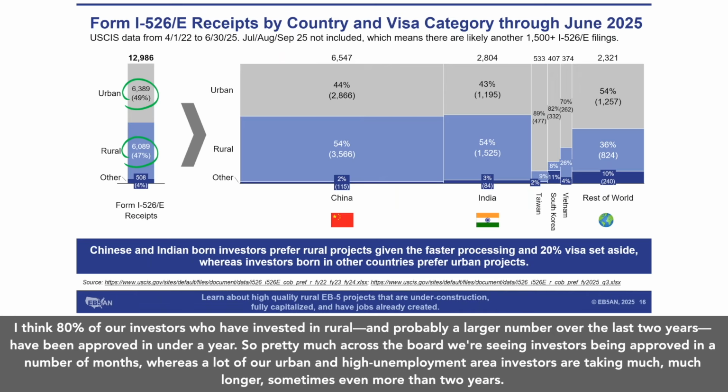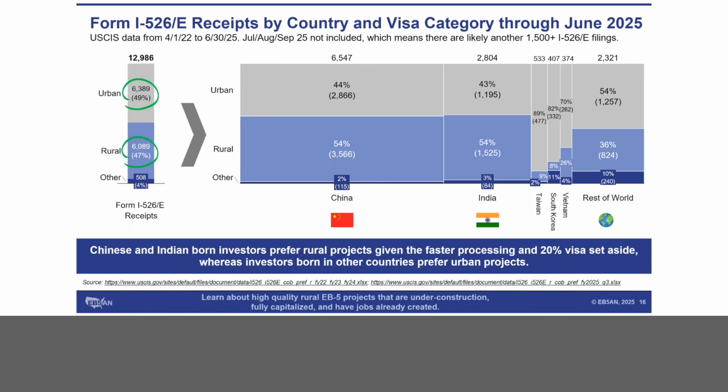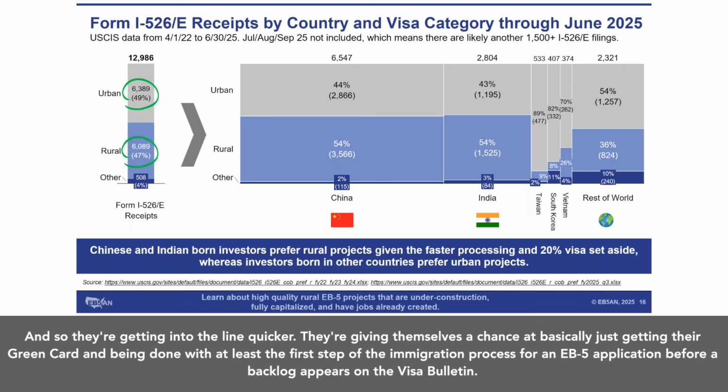I think 80% of our investors who have invested in rural, and probably a larger number over the last 2 years, have been approved in under a year. So pretty much across the board, we're seeing investors being approved in a number of months, whereas a lot of our urban and high unemployment area investors are taking much, much longer, sometimes even more than 2 years. And so they're getting into line quicker. They're giving themselves a chance at basically just getting their green card and being done with at least the first step of the immigration process for an EB-5 application before a backlog appears on the visa bulletin.